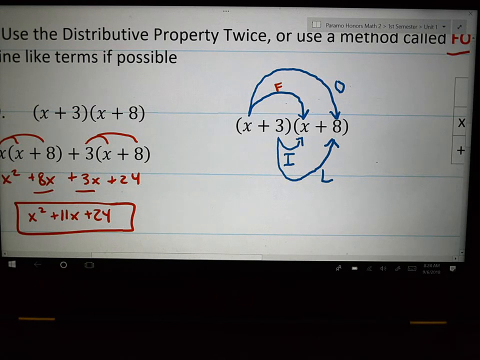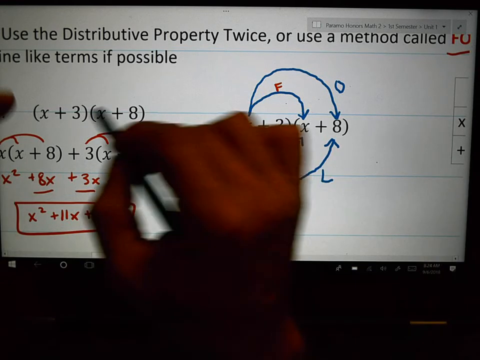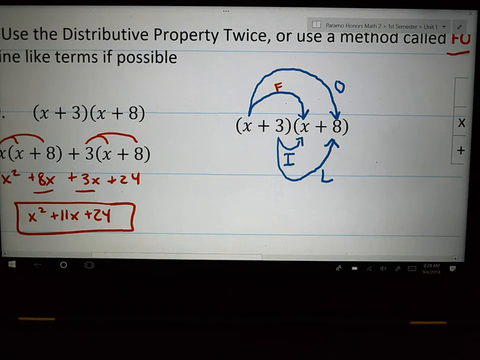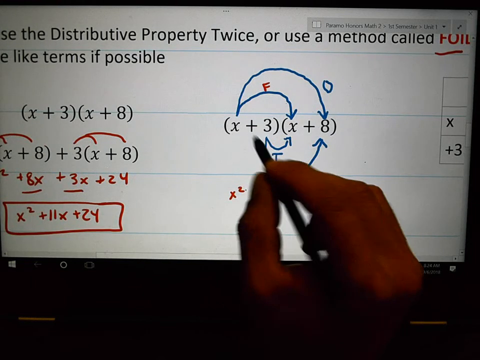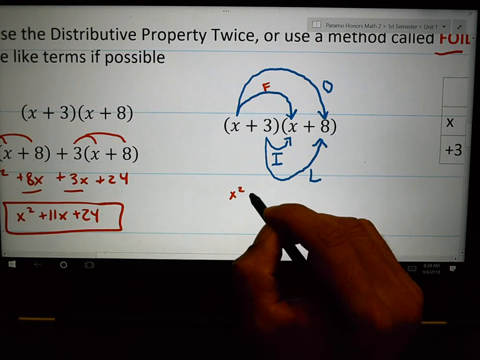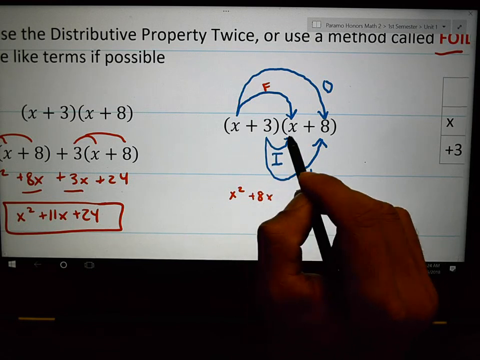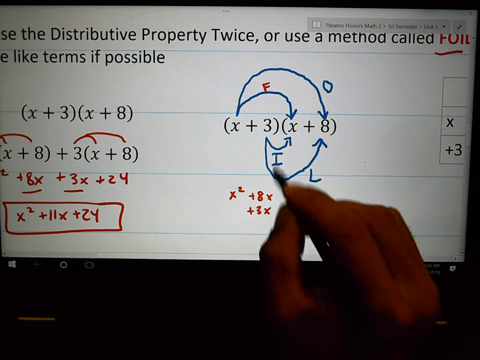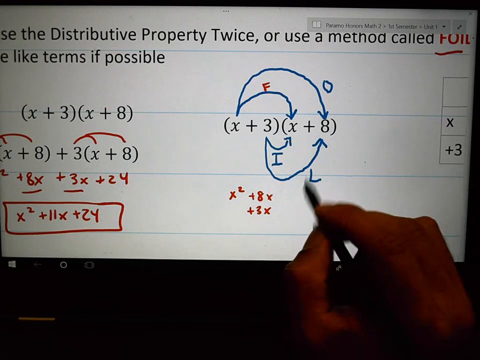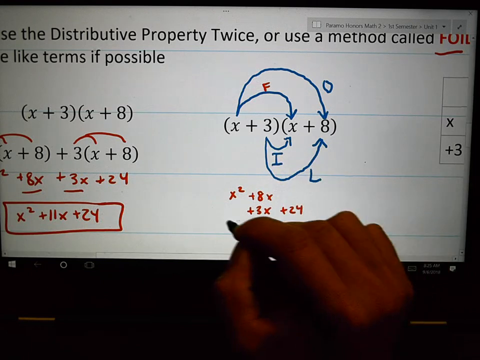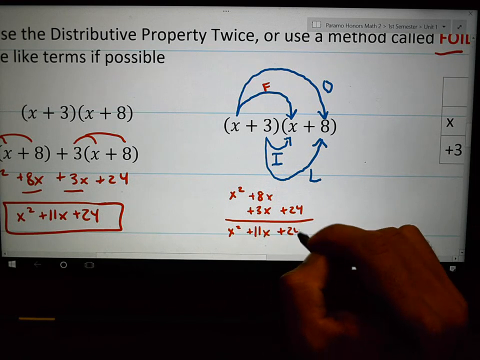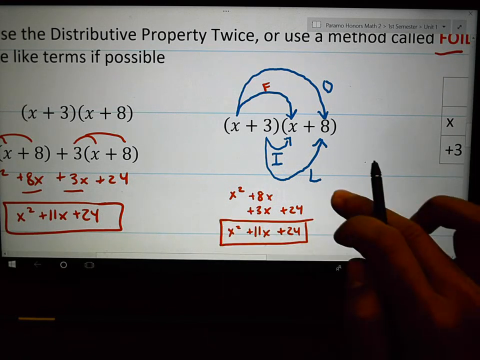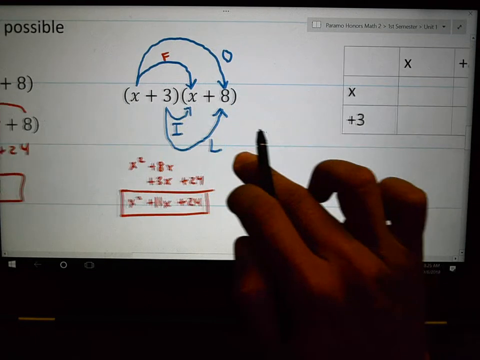FOIL is a way for you to remember which ones to do and when without writing this second step. It's like doing x times x. It's like doing x times the plus 8. Outside, inside, plus 3x. Last is the 3 plus 8 multiplied by each other, and you get the same answer. I will usually use this FOIL method when I'm doing problems with you.